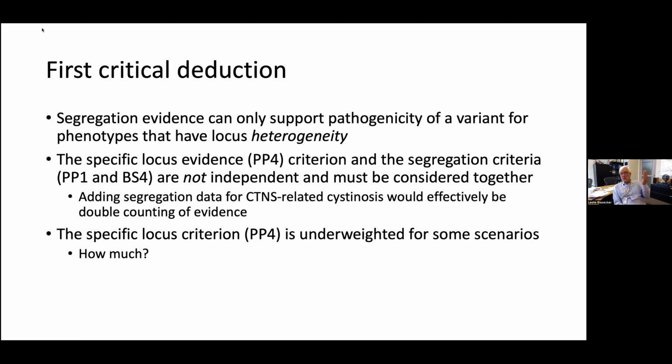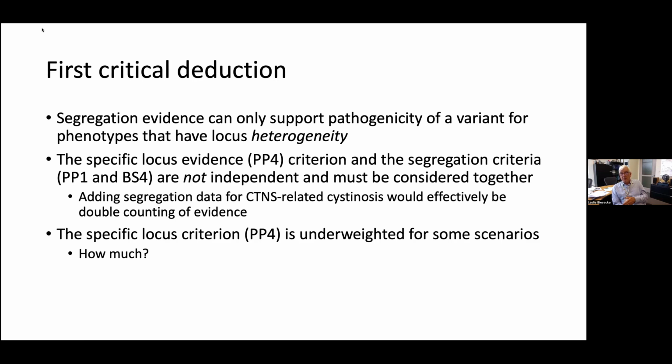Because if it's 96% of cases, there's two variants. You find two variants in trans in a person with typical cystinosis, it's much more than supportive evidence that those two variants are causing that phenotype in that individual, and those are in fact pathogenic.